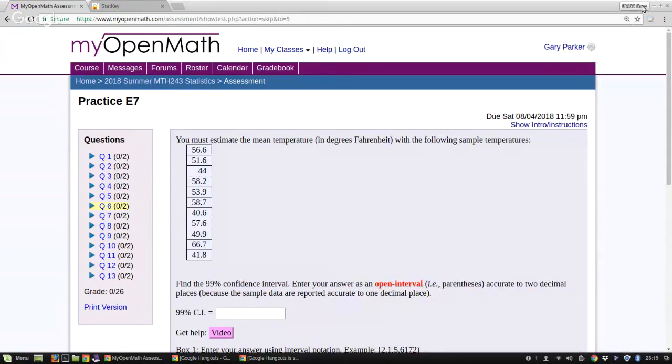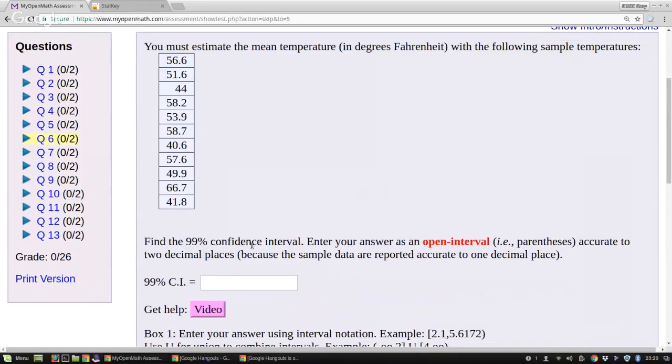Let's use StatKey to take some data and estimate the mean for a population based on a sample and find a confidence interval. So here we're asked to find a 95% confidence interval for this temperature data. So here's our sample data. I'm just going to copy that.